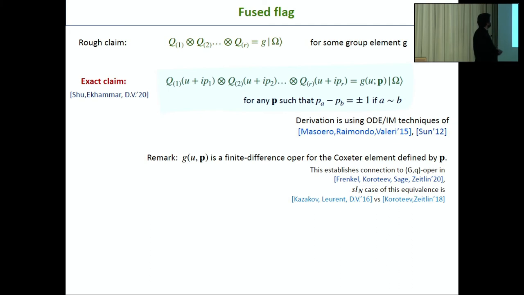The precise claim is that it's a fused flag, because I never spoke about the spectral parameter here. But everything depends on the spectral parameter, and everything non-locally; all equations are non-local. So this statement is actually true if you do a small quantum shift of each spectral parameter. The statement is that this tensor product with this very specific shift lives on the G orbit of the highest weight vector if the vector p1, p2, ..., pr has this property: the difference of p is plus or minus 1 if they are adjacent Dynkin nodes. Moreover, this should be true for all choices of such vector p, not only for one, but for all. And the statement for all is actually equivalent to the Bethe equation.